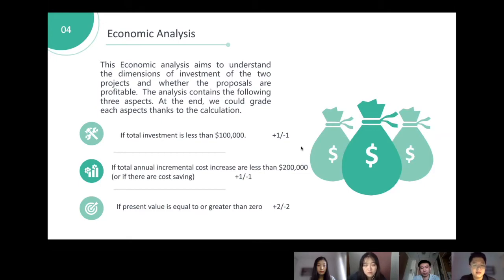The first aspect is whether total investment is less than $100,000. If it's yes, we give +1 for the score. If no, -1. It's the same thing for the second aspect, whether the total annual incremental costs are less than $200,000. +1 for yes, -1 for no. And the third aspect is about the NPV. If the NPV is equal or greater than 0, we give +2 for the score. If no, we give -2.